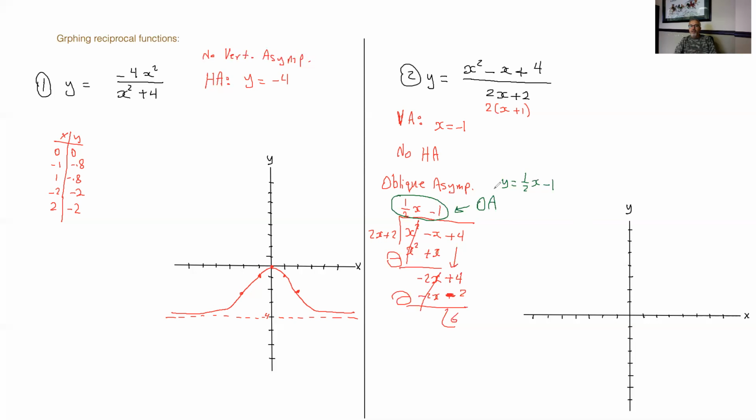So if I'm graphing the oblique asymptote, I have a y-intercept of negative 1, and then the slope is 1/2, so I go up 1 over 2, up 1 over 2, or down 1 here over 2 this way. And therefore, this is how my oblique asymptote is going to look.